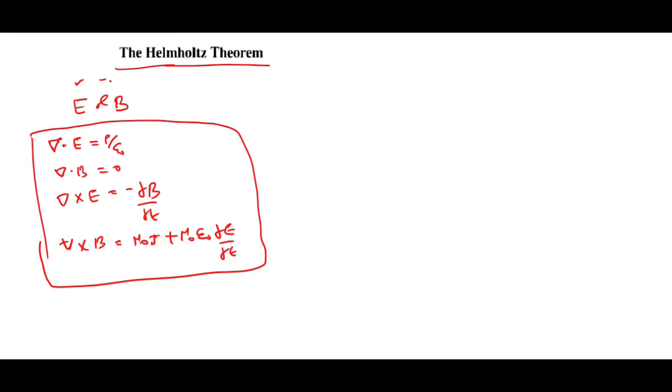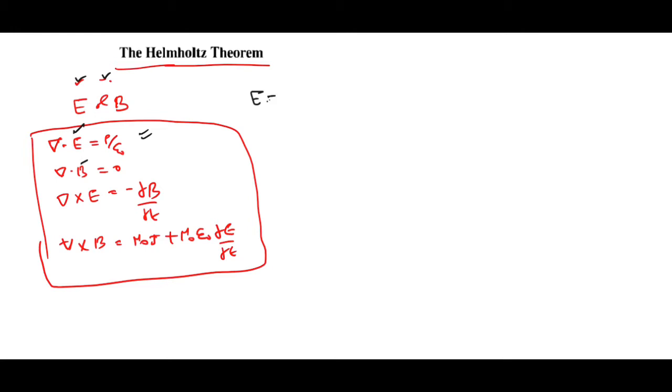And to find out this electric field or the magnetic field, we have to solve these differential equations. Solving these differential equations and hence finding the vector functions E and B, we need boundary conditions. What is that boundary condition? For example, the electric field.